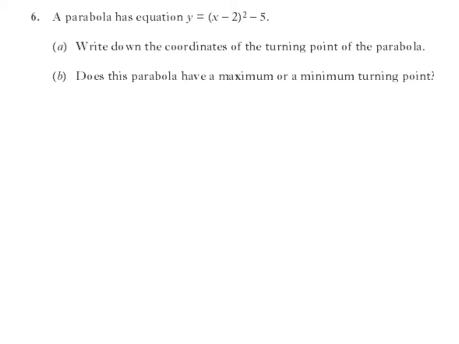This is question number 6 in the non-calculator. A parabola has equation y equals (x minus 2) all squared, take away 5. Part A asks us to write down the coordinates of the turning point of the parabola. And then part B, does the parabola have a maximum or minimum turning point? So if the parabola is a maximum shape, that means the graph will look like this. And if it's a minimum, it will look like this. So the maximum turning point would be up here and the minimum turning point would be down here.